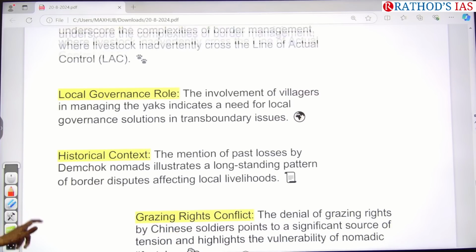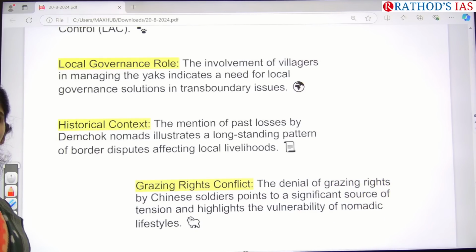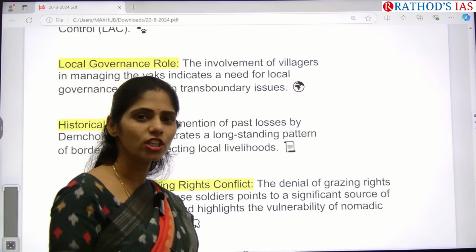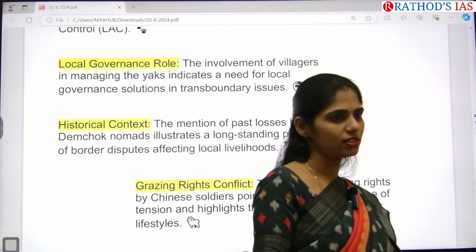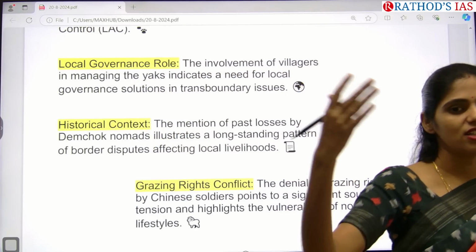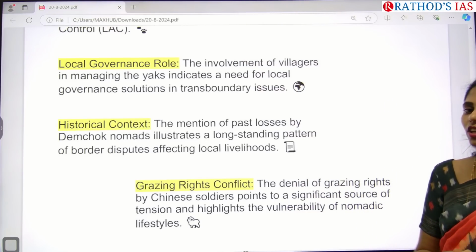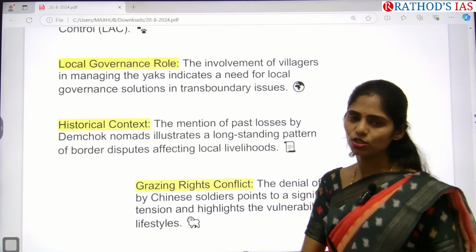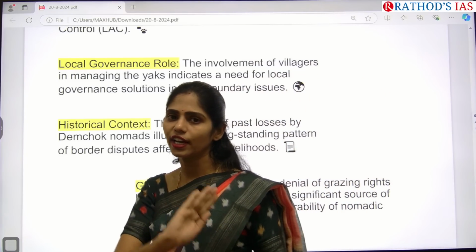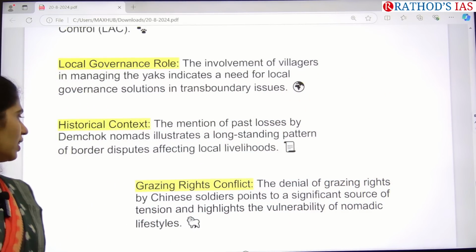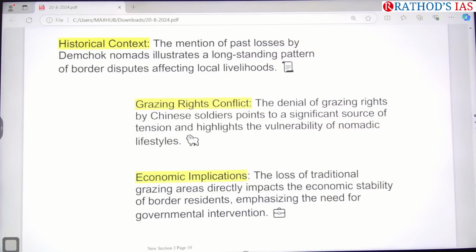If you see the historical context, many times the nomads of this Demchok region lost their animals, but they didn't get a proper solution from the Chinese government. But India is not doing like that. Indian villagers take care of that, and they try to send the animals back to their country. And there will always be issues between China and India regarding grazing rights.